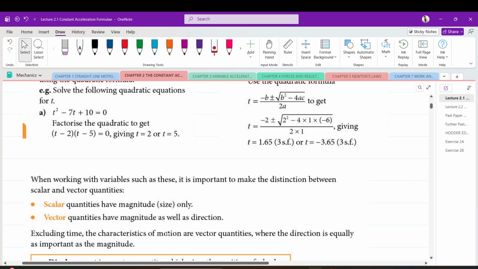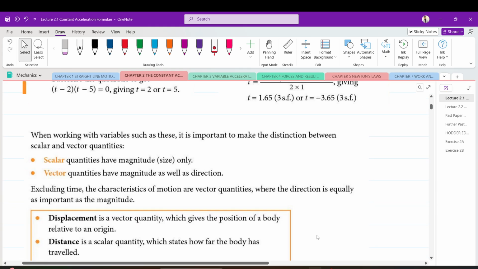Excluding time, the characteristics of motion are vector quantities where the direction is equally as important as the magnitude. Okay, so for example, if we talk about displacement, that is a vector quantity. If we talk about velocity, that is a vector quantity. If we talk about acceleration, that is also a vector quantity.